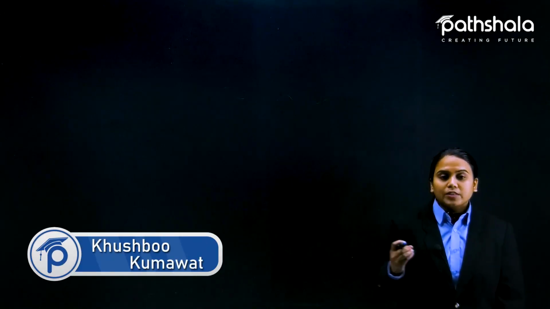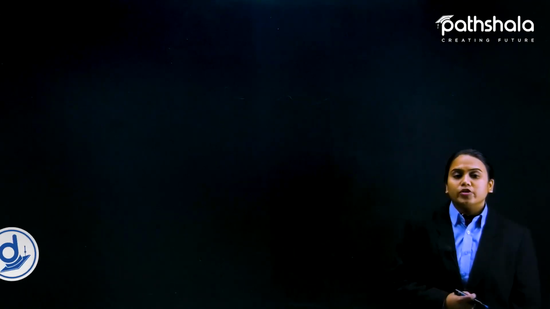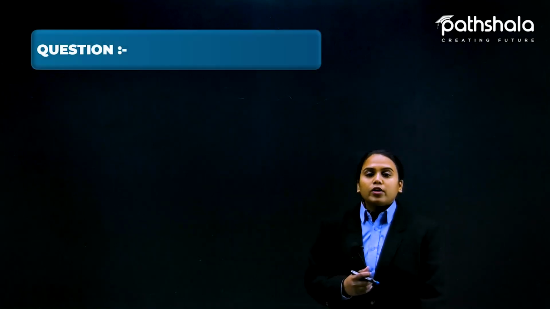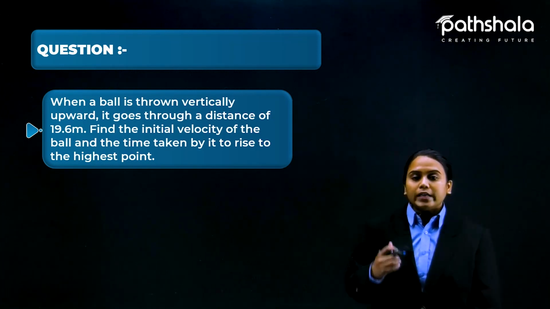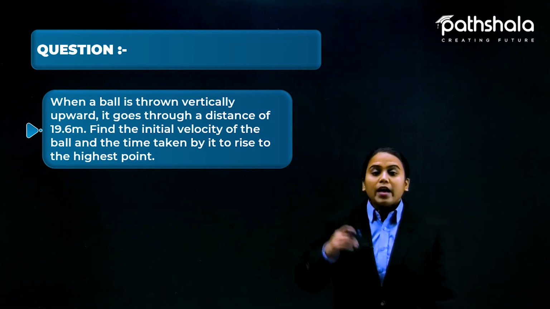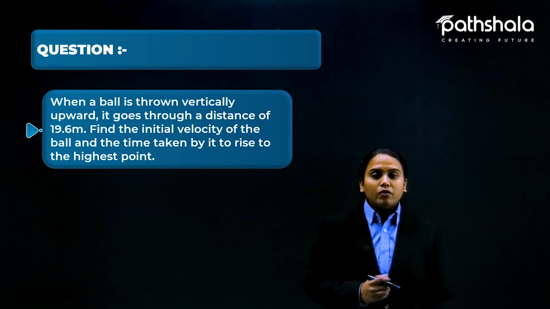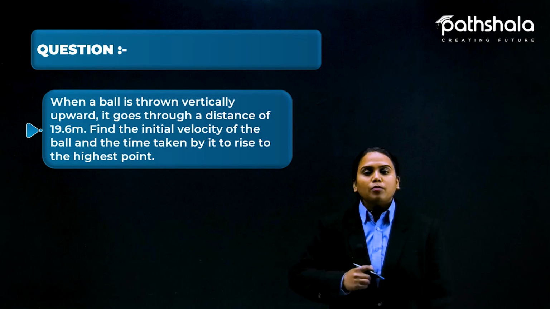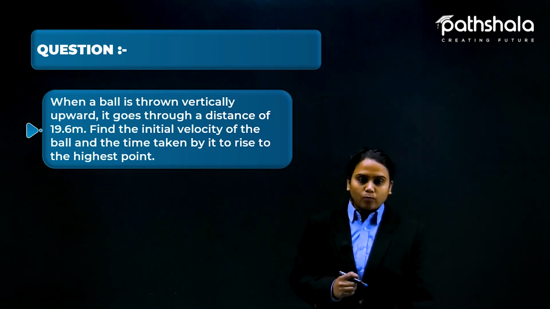Now, according to the new equation that we have transformed from the earlier part of equations of motion, we now have small g, that is the acceleration due to gravity. So why not we do some questions? Here is a question for you: when a ball is thrown vertically upward, it goes through a distance of 19.6 meter. Find the initial velocity of the ball and the time taken by it to rise to the highest point.